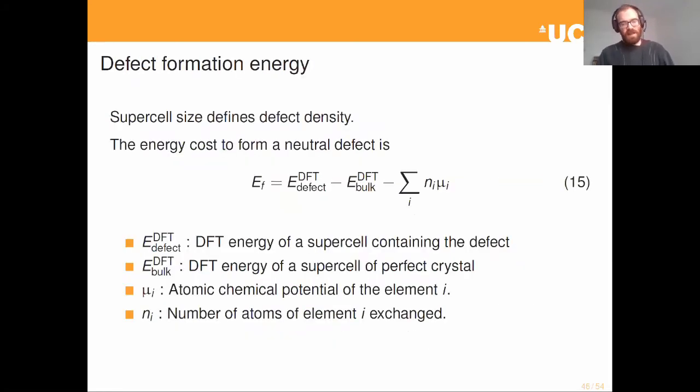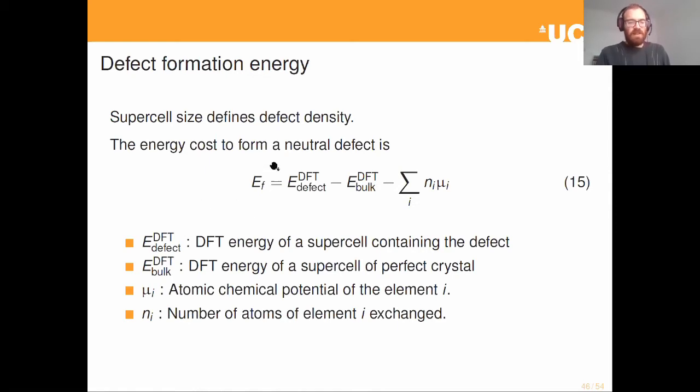But what we'll find is that the size of the supercell we've used then directly affects all the properties we calculate for this defect. And as we make the cells bigger, then the errors introduced by the repetitions will decrease.